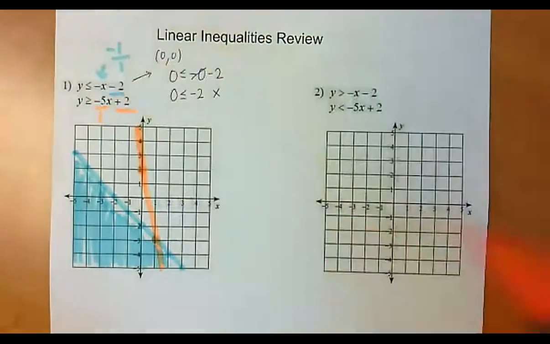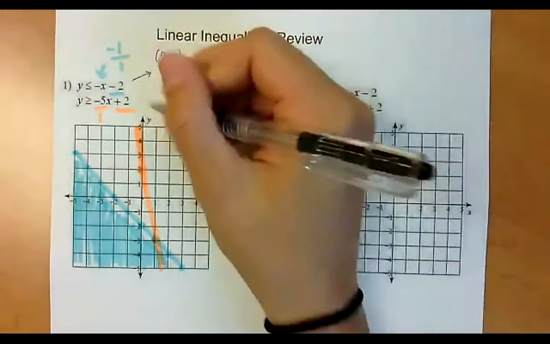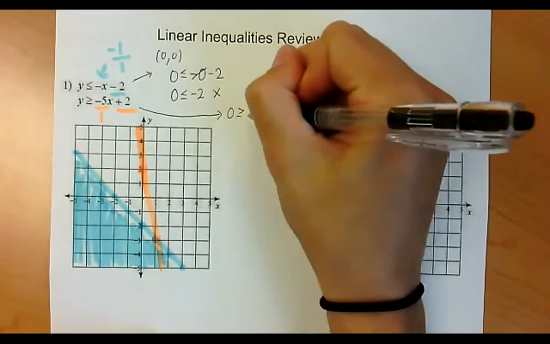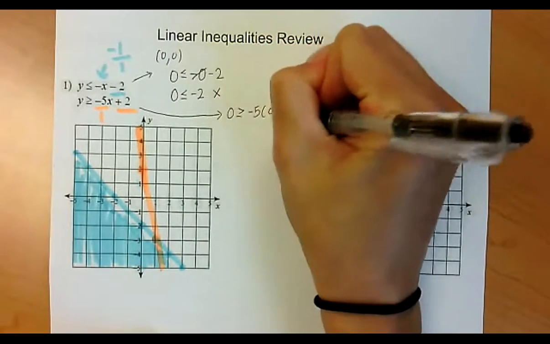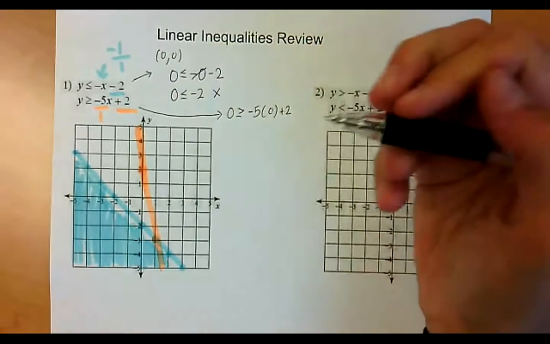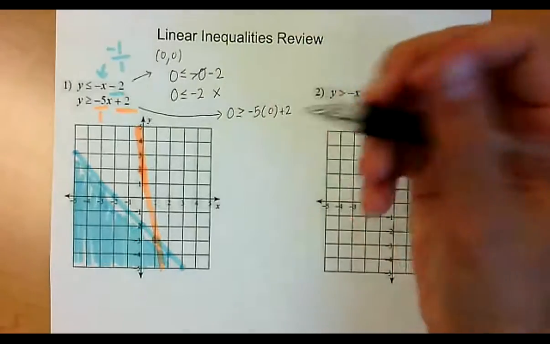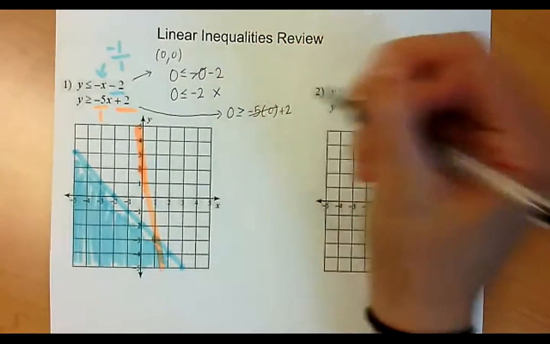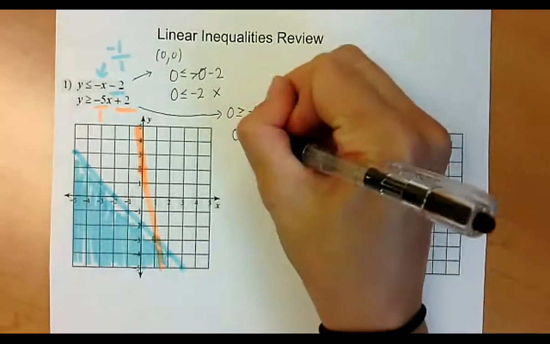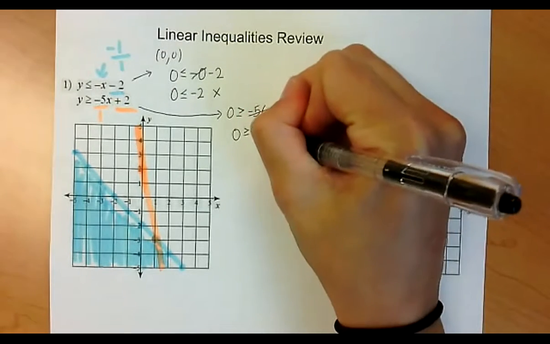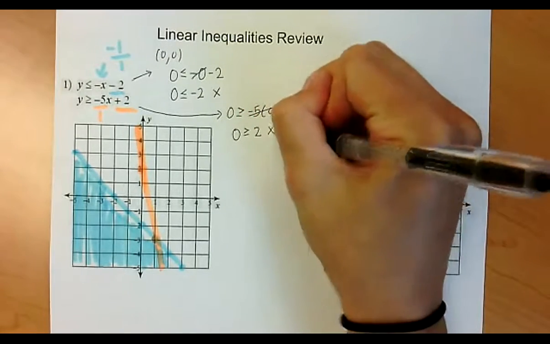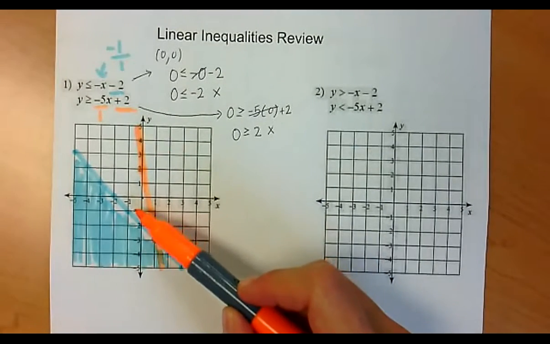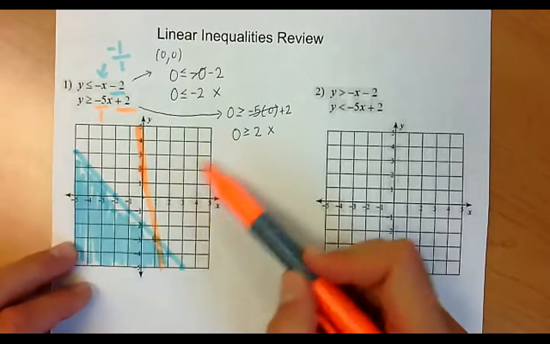And let's test out which side to shade. 0 is greater than or equal to -5 times 0 plus 2. Remember, you can test out any point. I choose the origin because it's usually the nicest to work with. So 0 is greater than or equal to 2. That is not true either. So I'm going to shade the side without the origin on it, which is this side.